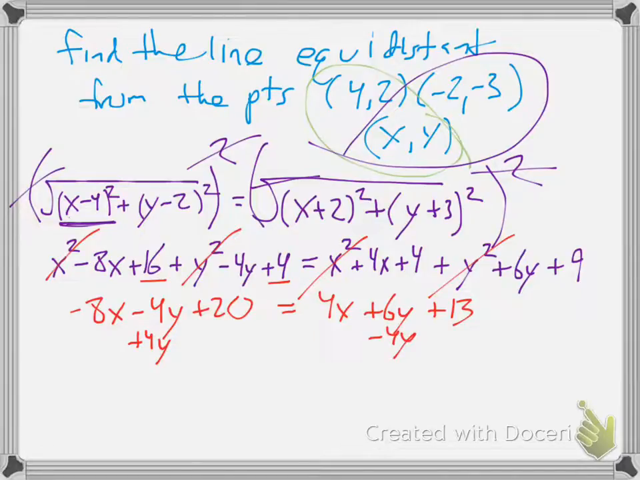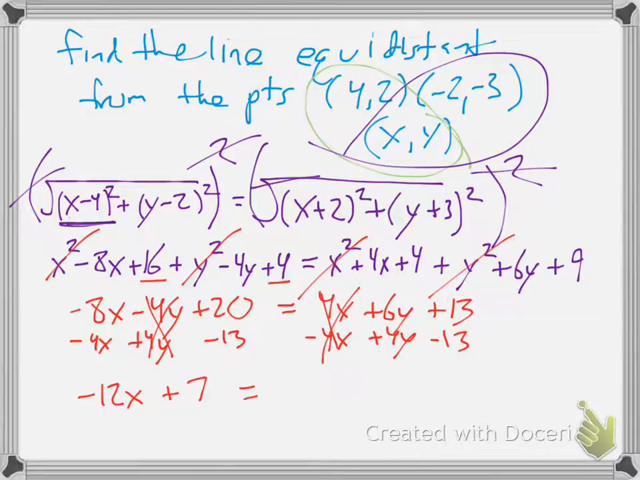Well, if I'm moving the y's to the right, that means everything else needs to go to the left. So I'm going to subtract 13, and I'm going to subtract 4x. So when I simplify it all up, these are gone, and these are gone, yes? What's negative 8 plus negative 4? Negative 12x plus 7 equals 10y, because those are gone.